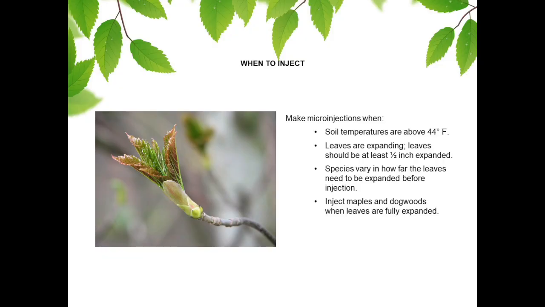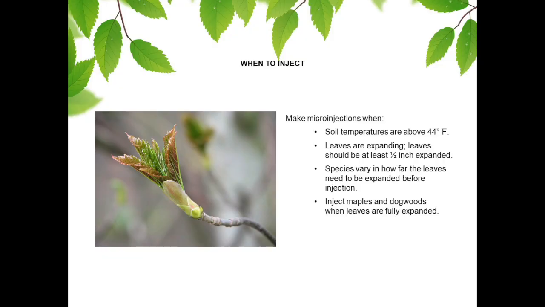As discussed in the tree physiology section of the Mauget Applicator training, trees vary in their ability to take up different materials. The prime time for microinjections is when trees have emerged from winter dormancy. Make microinjections when soil temperatures are above 44 degrees Fahrenheit. Leaves are expanding and have expanded to at least a ½ inch.